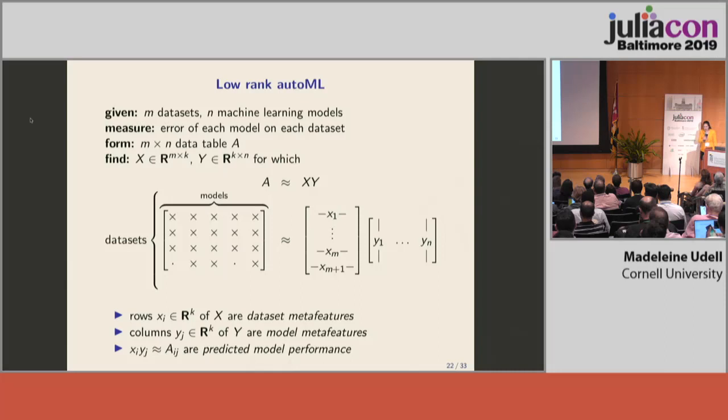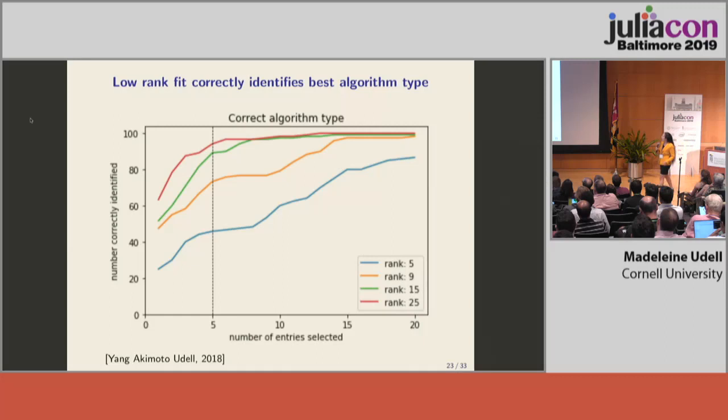So you can think of these rows of X as data set metafeatures, columns of Y as model metafeatures, and X times Y are predicted performances on this new data set. So let's see how well this works. What I'm going to show you is, say I pick the top five predicted entries in a given row of A, what's the likelihood that those contain the correct algorithm type?